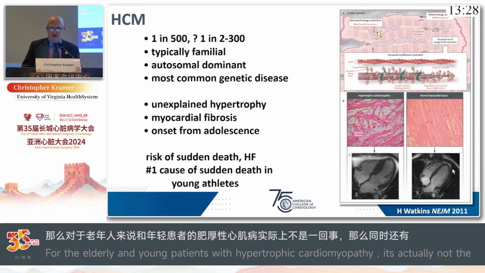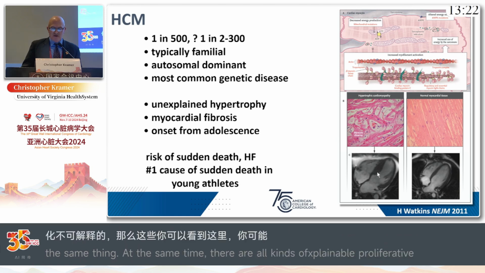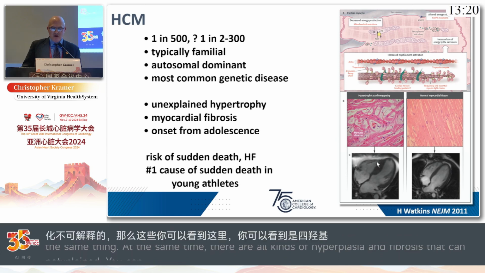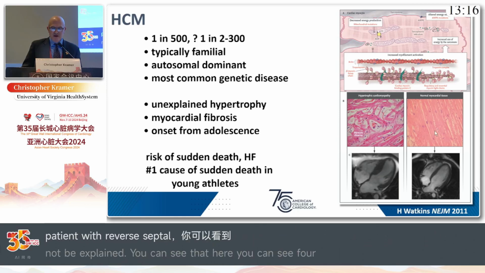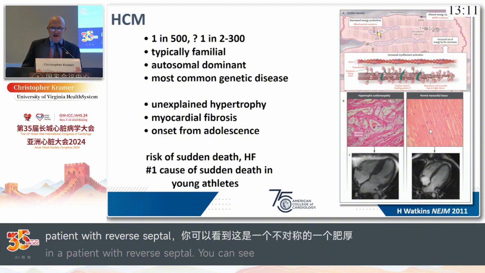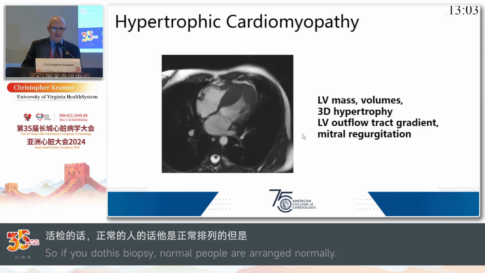This is a figure from Hugh Watkins' review now over a decade ago. 4-chamber long axis in a normal, 4-chamber long axis CMR in a patient with reverse septal curvature hypertrophy. If you biopsy this patient, they'd have normal striated cardiac muscle, but in the patient with HCM, you see myofibrillar disarray and interstitial fibrosis.